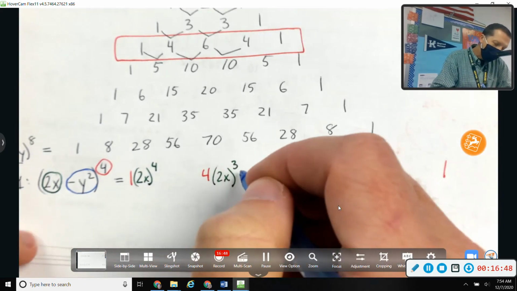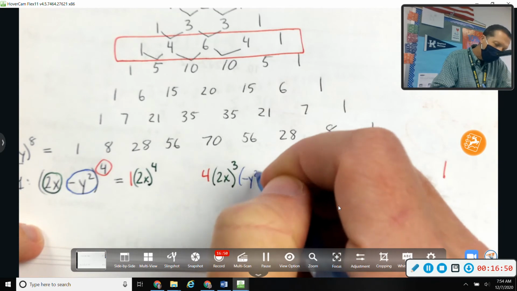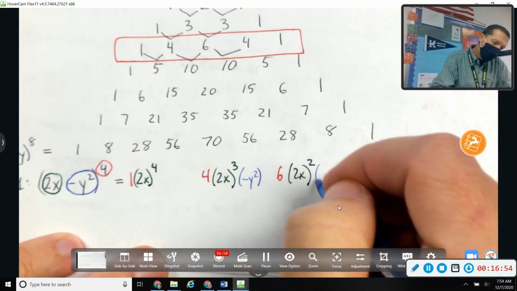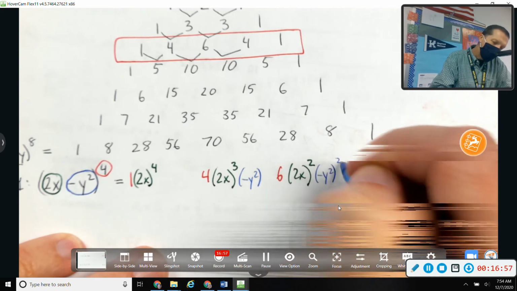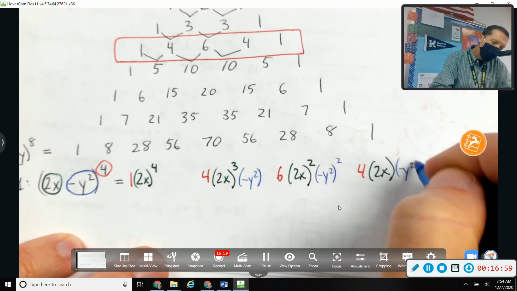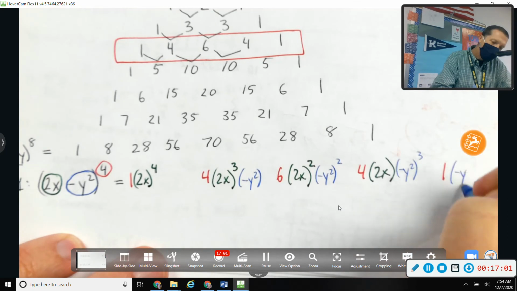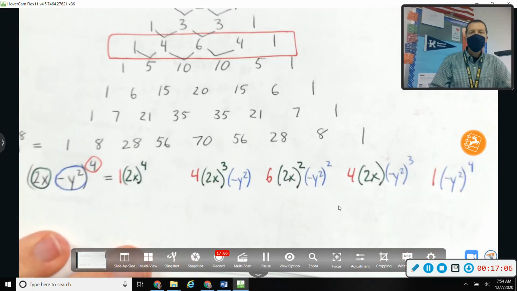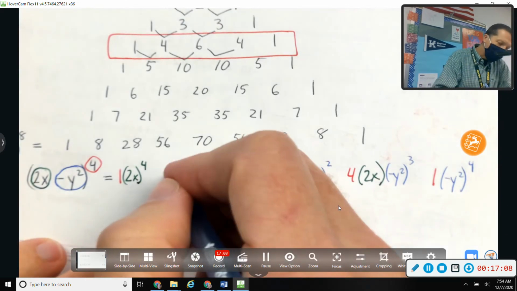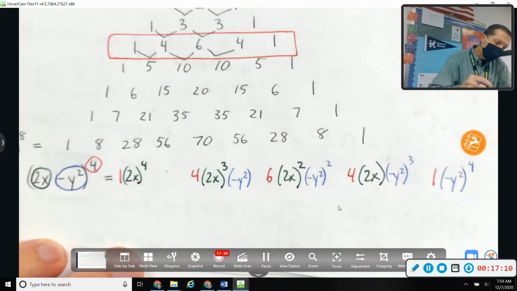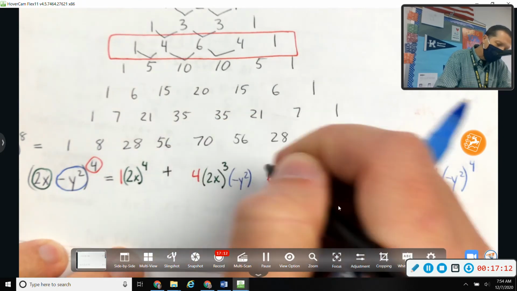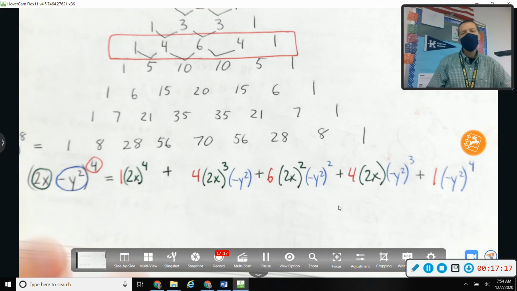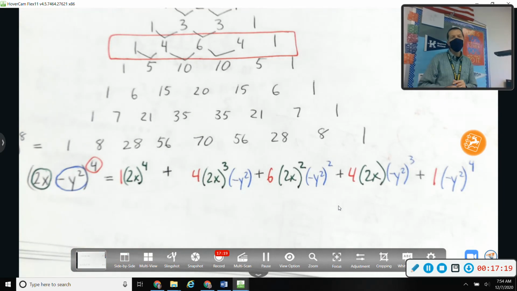On the second term, negative y squared to the first, if you want to write it. Negative y squared to the second. Negative y squared cubed, and negative y squared to the fourth. And then, at least on the first pass, we're going to put pluses, like they're all pluses. Some of that's going to change in a minute, but when we first write it, they're all positive, and then we'll clean it up as we go.